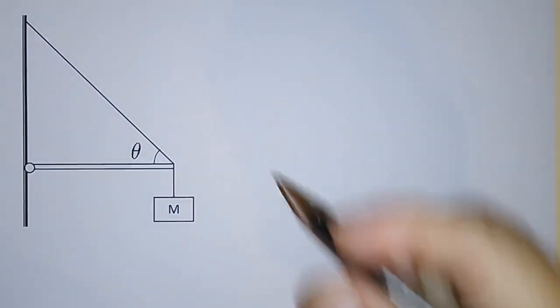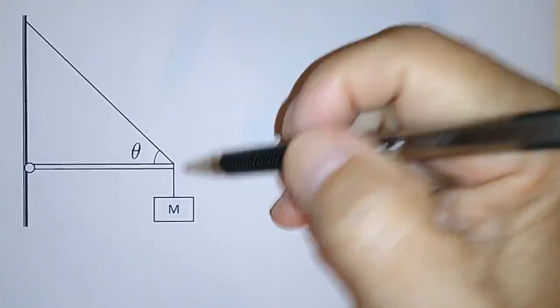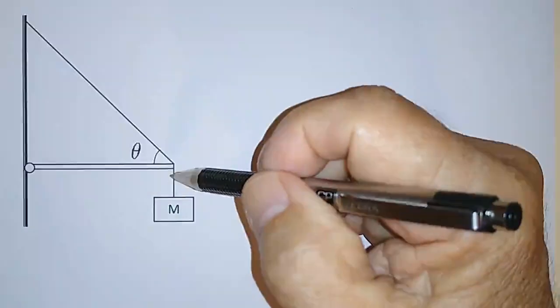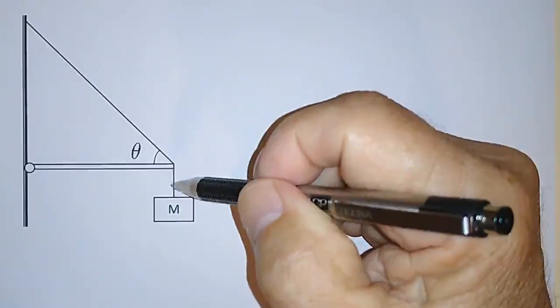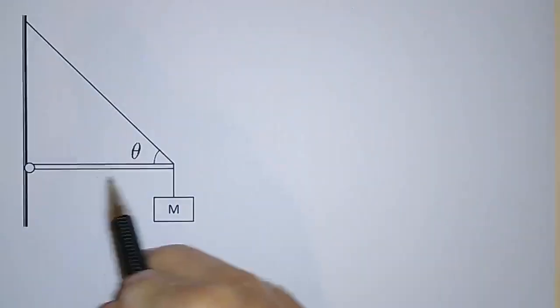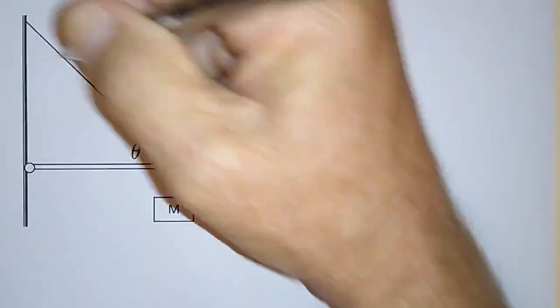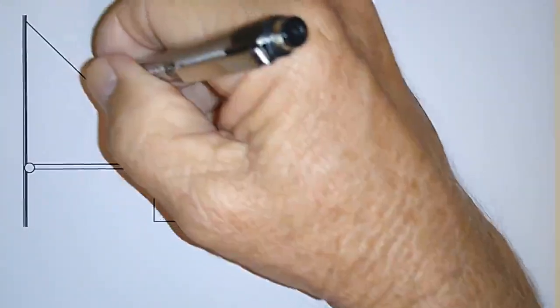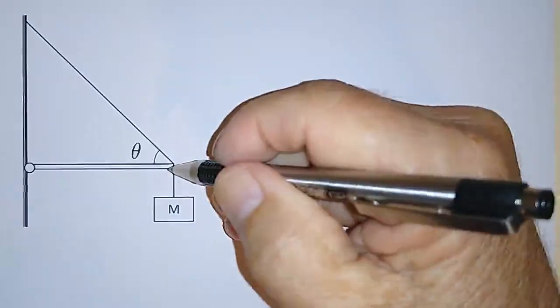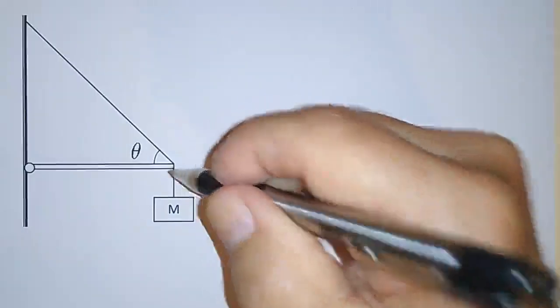Okay, here's a classic statics problem. Let's say you have a mass that's suspended by a cable hanging from the end of a bar with a certain mass, and the whole thing is suspended by another cable that connects at the end down here.